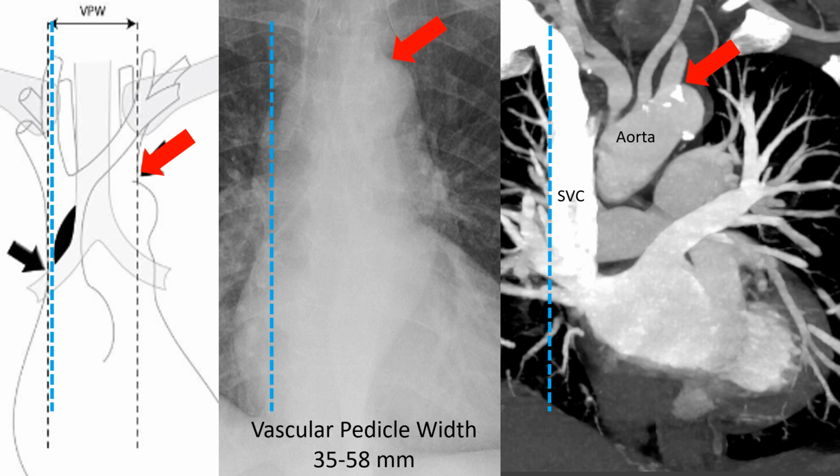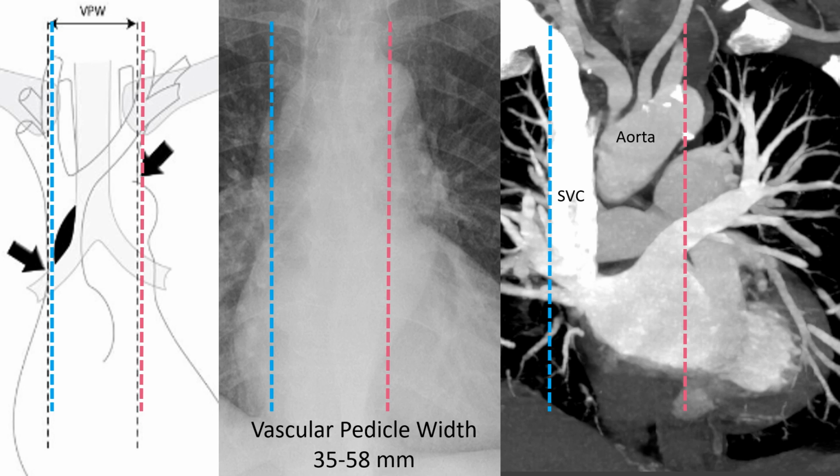So once we find the origin of that, we drop a line straight down through it. And now we have our left margin. So we have a right and left margin, and then we measure the distance between those two, and this represents your vascular pedicle width.